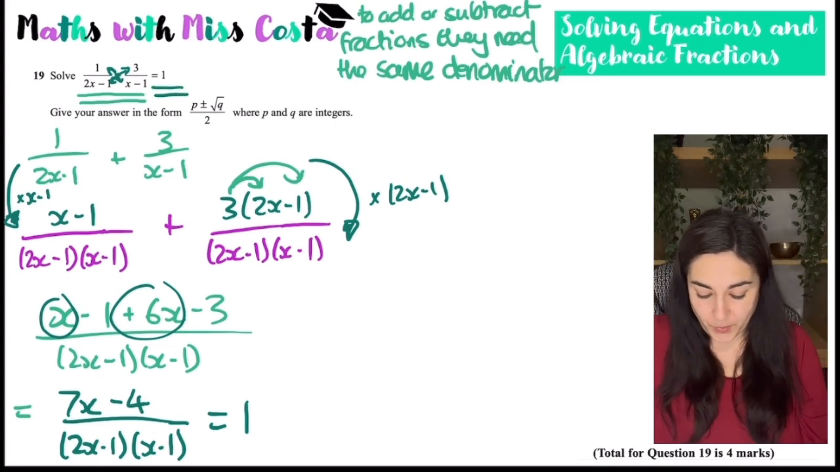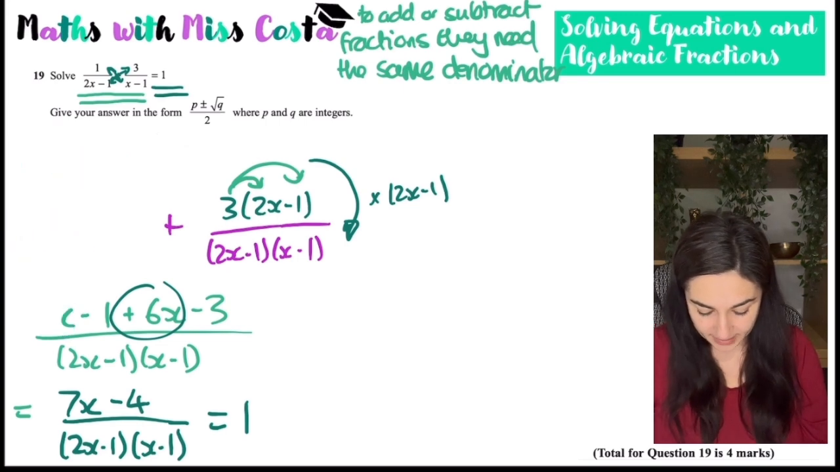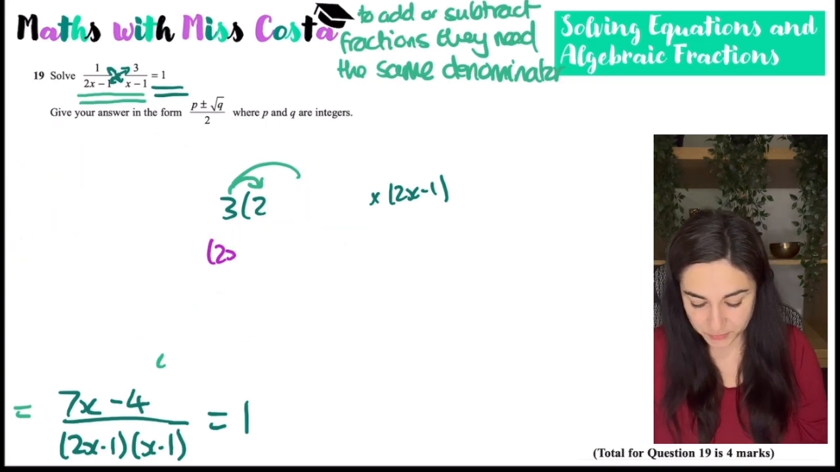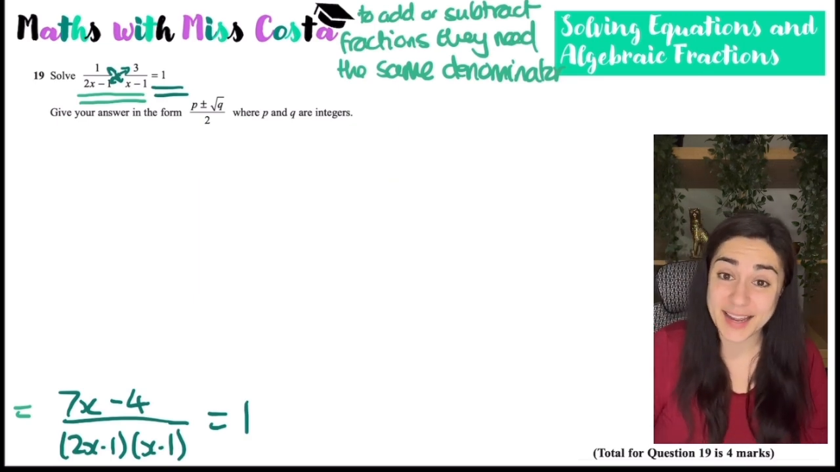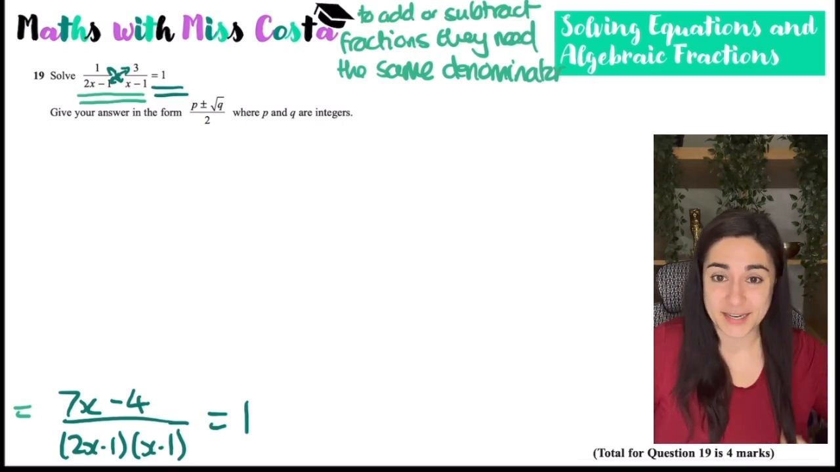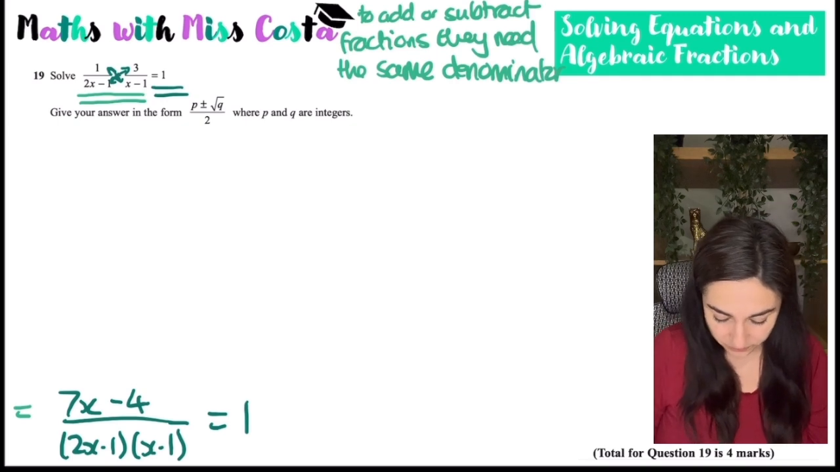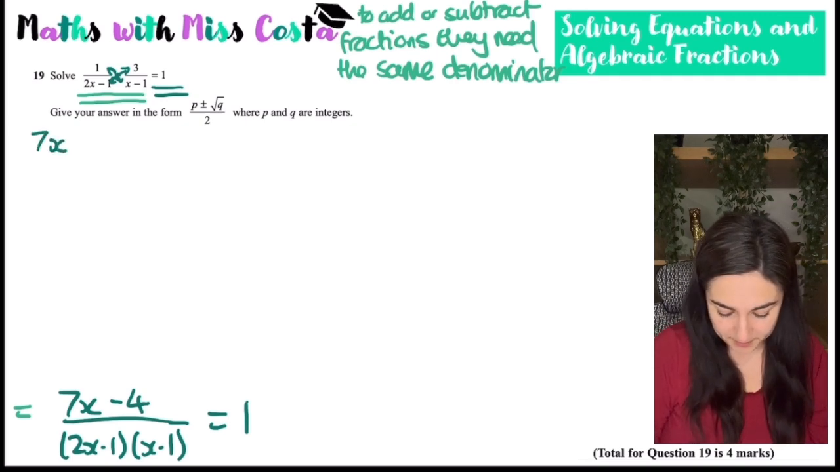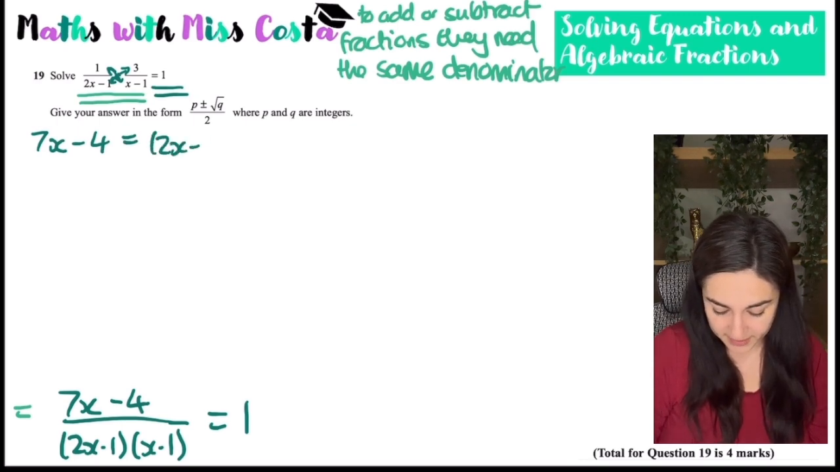So what can I do next? Well, I have brought it together, and this is asking me to solve. When I'm being asked to solve something, that means I need to find the value of x. Generally, if it's something complicated like this, you're most likely going to be getting it in the form of a quadratic. So I can multiply both sides by the denominator so that it's no longer a fraction, and I end up with 2x minus 1, x minus 1.